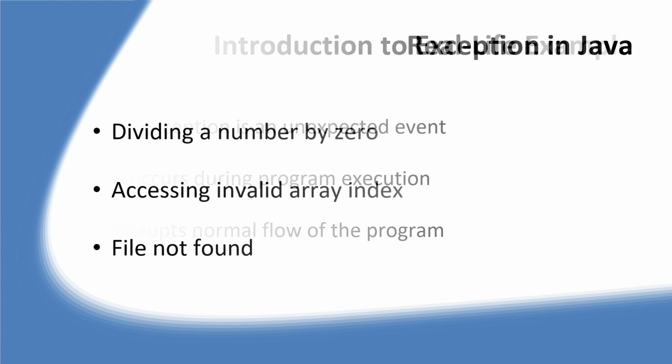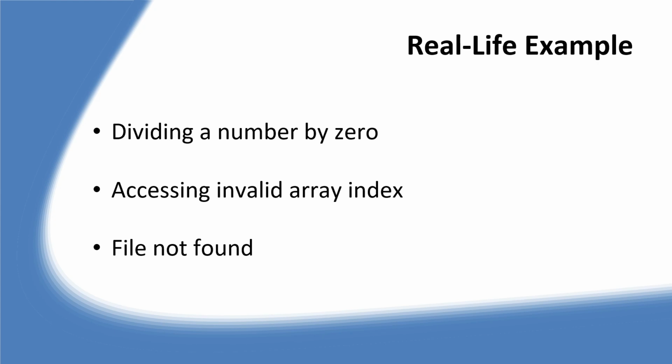Let's take an example so we'll understand better. Think of exceptions like real life problems. For example, if you are dividing a number by 0, say 11 by 0, what will be the output? It will cause an exception. As per mathematical calculation, we would get infinity, but in the code it will give some exception.